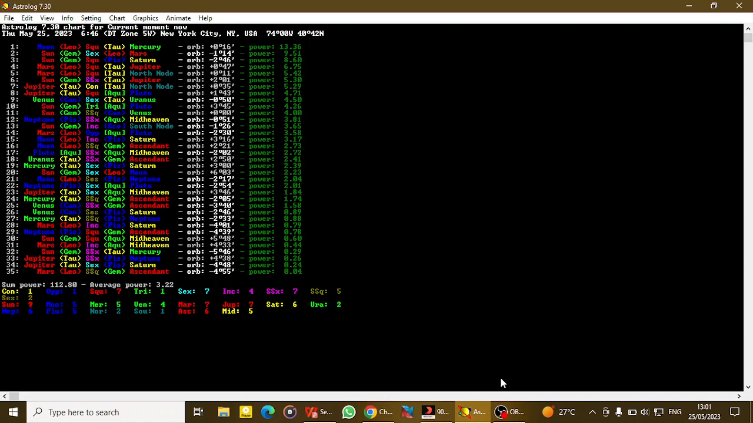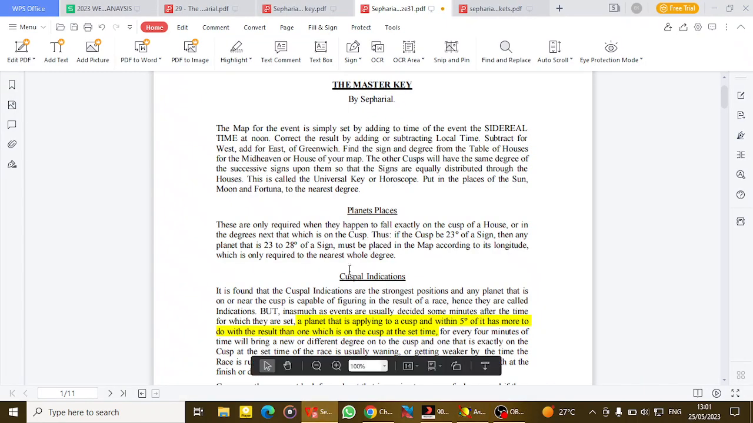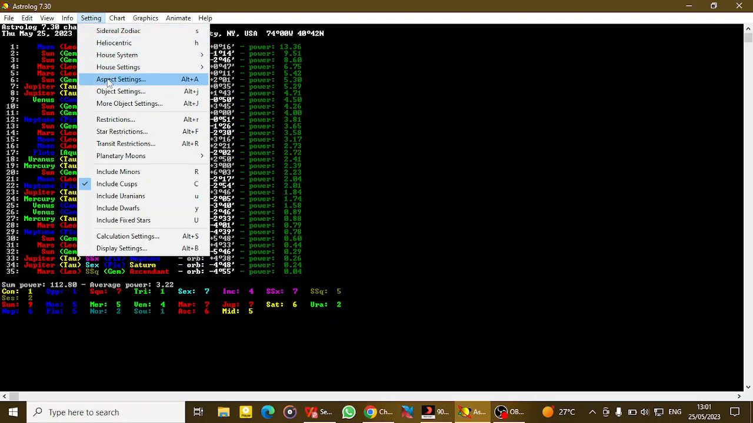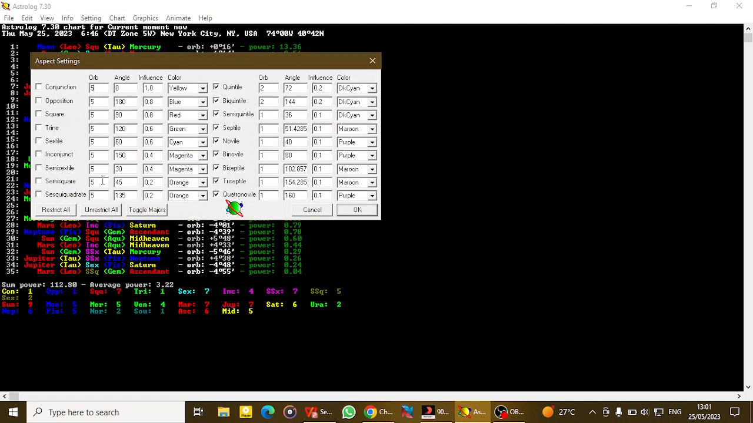So that's it about orbs and why we put 5 degrees allowance for orbs, because in the Master Key he did emphasize that they had to be within 5 degrees. They might be 0 degrees or exact to 5 degrees. So between 0 and 5 degrees, 5 degrees is the maximum we allow for any aspect to be in full control of any particular market. So 5 degrees is basically our orb setting, and there you have it.